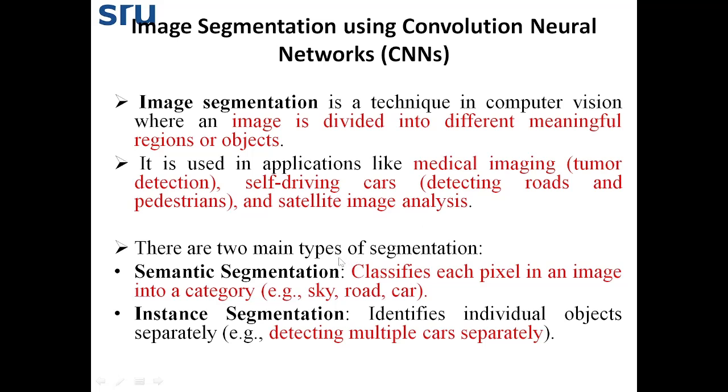There are two types of segmentation. First one here is semantic segmentation. It classifies each pixel in an image into a category. Example: sky, road, car. Then we have instance segmentation. It identifies individual objects separately. Example: detecting multiple cars.